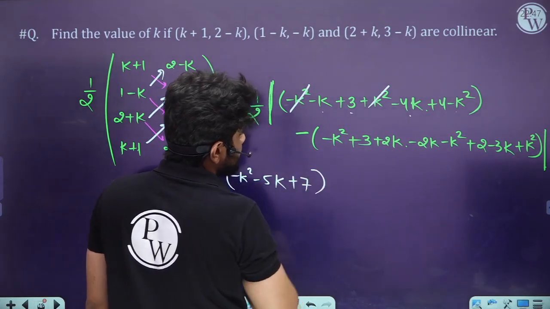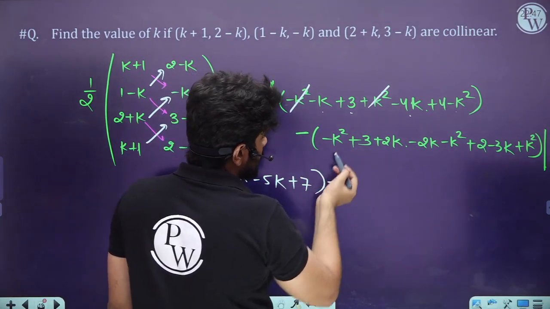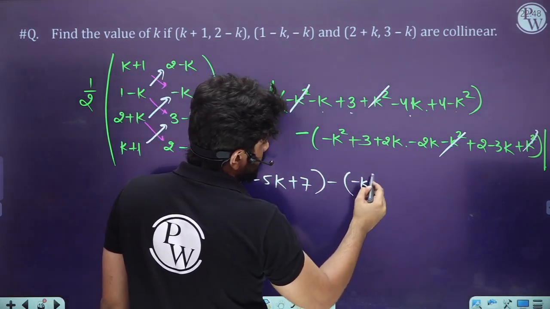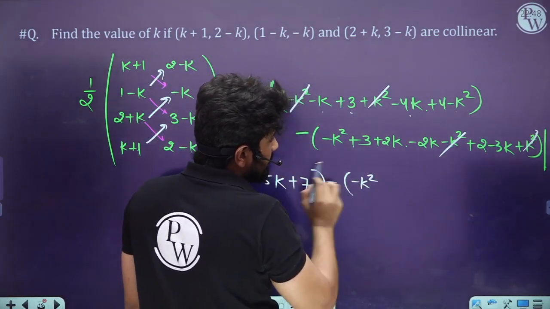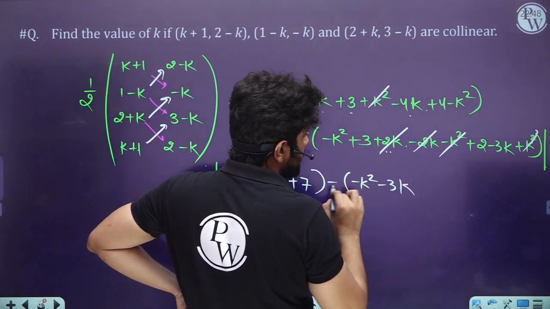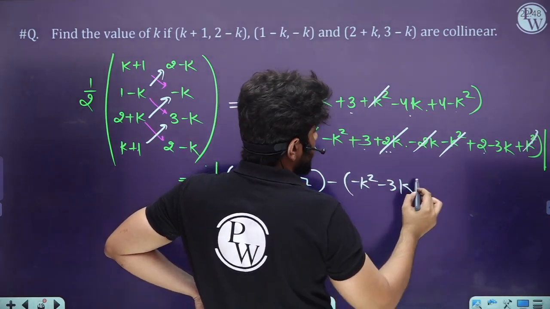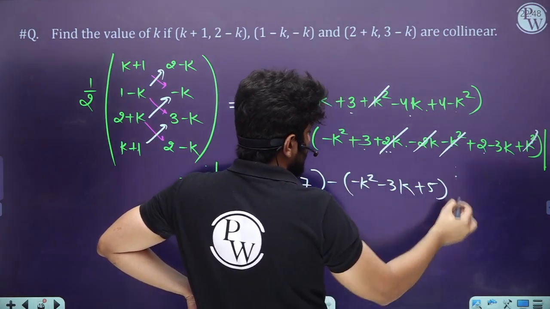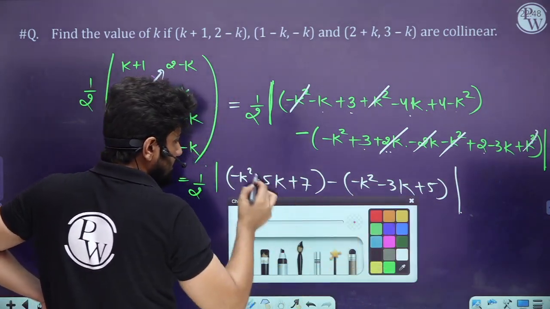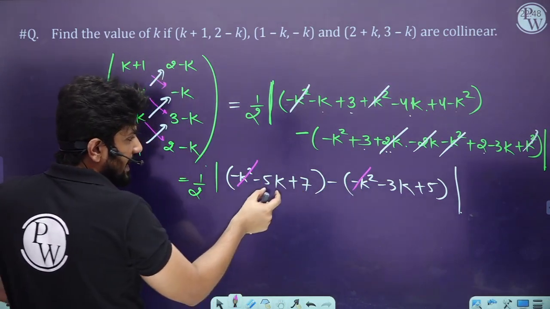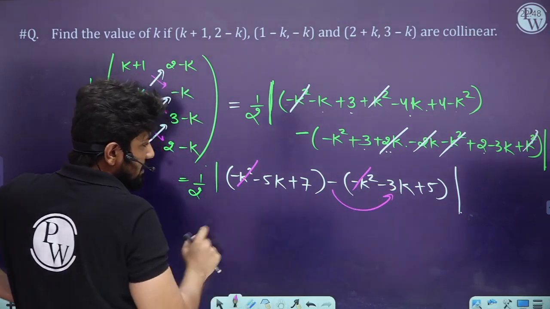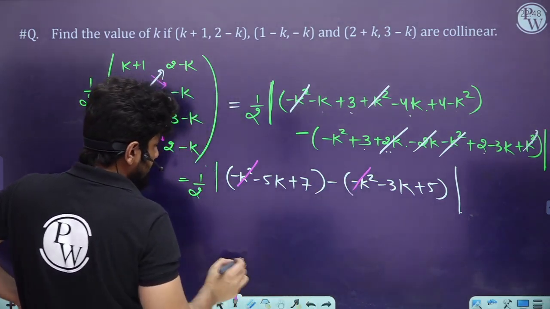Right? Then minus. Here also this minus k square and plus k square get cancelled out. So I have minus k square only over here. Then 2k minus 2k will also get cancelled out. I have only minus 3k term over here. Then 3 plus 2 will be 5. Now subtract these. So if you subtract, minus k square, these two will get cancelled out. Here I have minus 5k and here I have plus 3k, right? Minus of minus will be plus. So minus 5k plus 3k will be minus 2k.